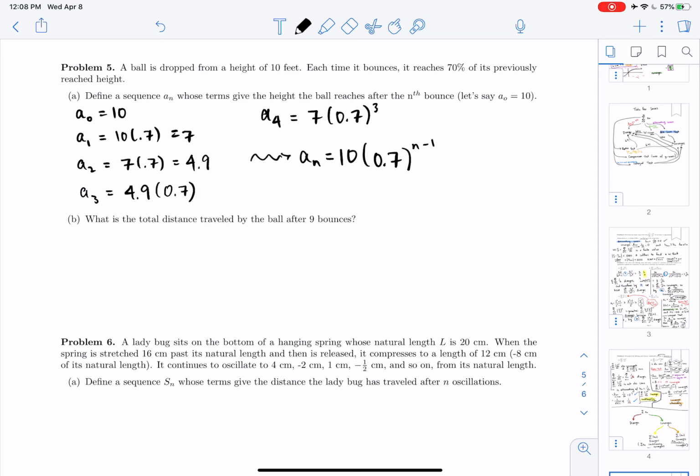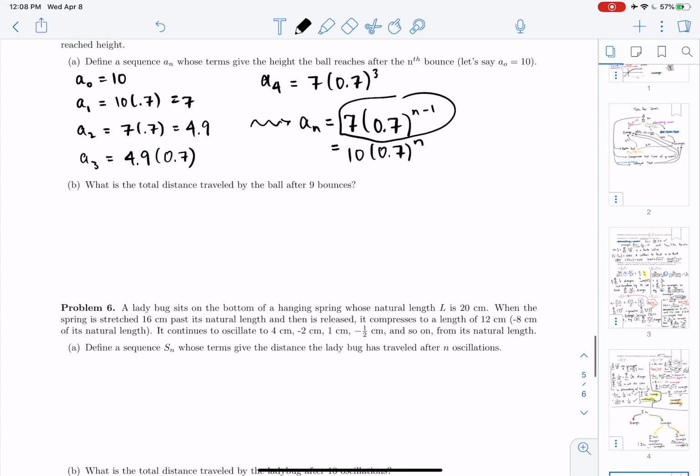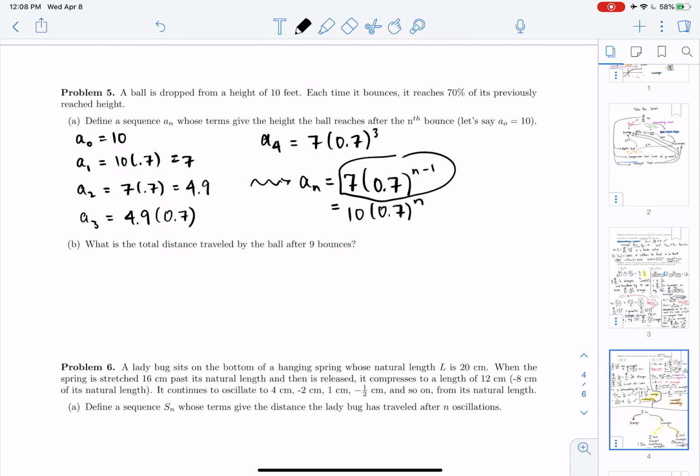No, it won't. It'll be 7. Sorry. There we go. Okay, excellent. Or alternatively, maybe I could say 10 times 0.7 to the n. That's equivalent, but either way, let's use this one, okay? All right, so what is the total distance traveled by the ball after 9 bounces?